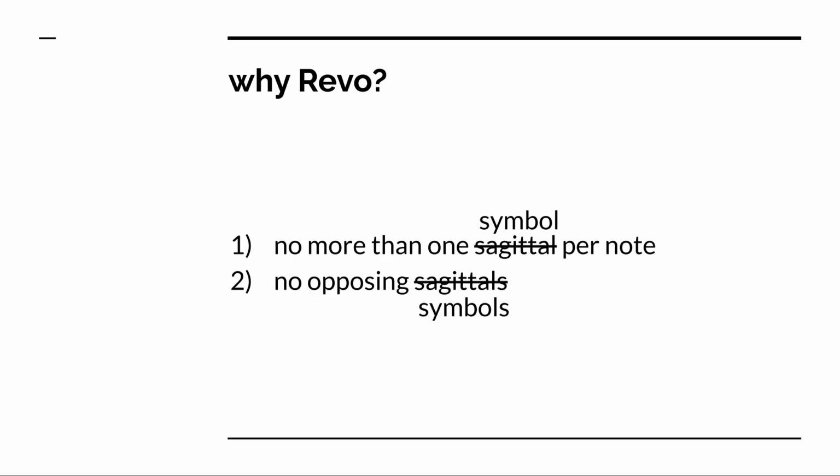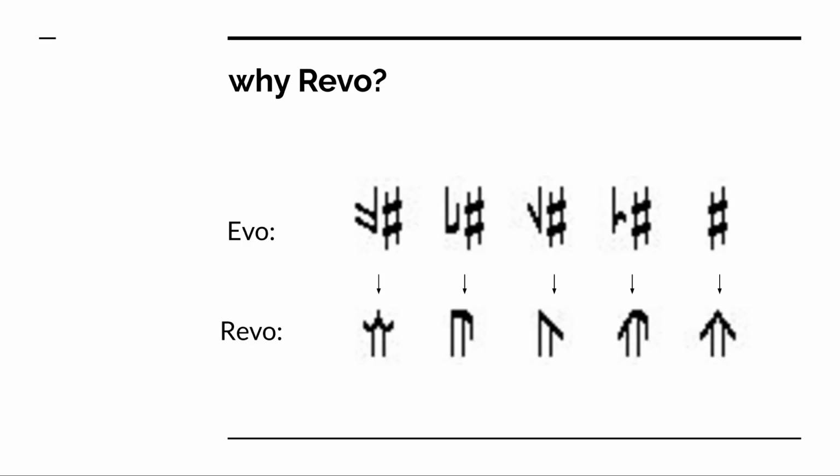What if we wanted to restrict ourselves to just 1 symbol per note and have no opposing symbols at all? Looking at the Evo flavor, we can see that they break both of these stricter principles. 1, they have 2 symbols per accidental, 1 sagittal and 1 conventional. And 2, the sharp alters the pitch in one direction, up, while the sagittal alters the pitch in the other direction, down. So, Revo was devised to offer an alternative to this situation.